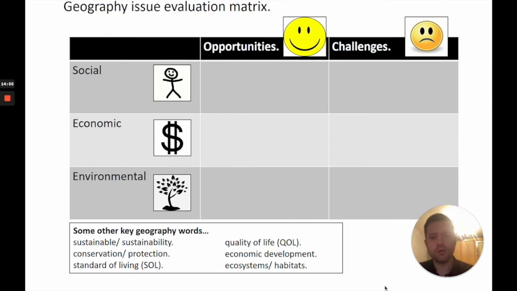Or you could watch the news, look at a particular issue. Perhaps it's conflict somewhere, war in another country. Are there any opportunities and challenges? Or you could look at the exam papers on the AQA website and try and do some of your own SEECO dual coding. If you see the word social, put a stick person. If you see the word challenge, put a sad face.